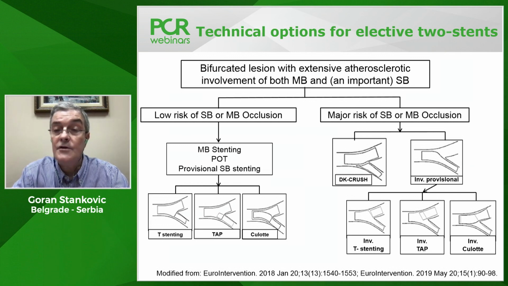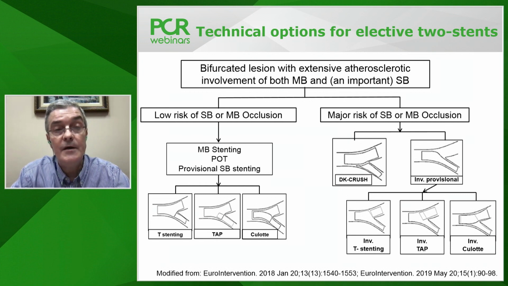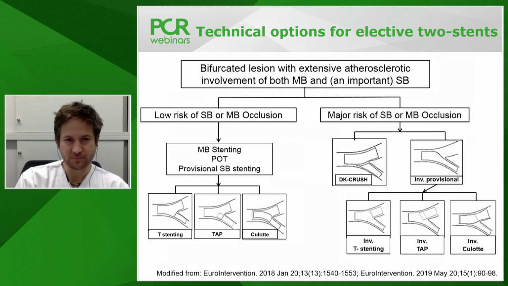In the other occasion that we estimate the major risk of losing or compromising the side branch after main branch stenting, then we either start, if we are experienced with DK crush technique, or we do inverted provisional stenting from the main vessel into the side branch, and then we do inverted culotte, inverted T, or TAP. So I will ask Dr. Todt to present his case. Gabor, please share with us your case.